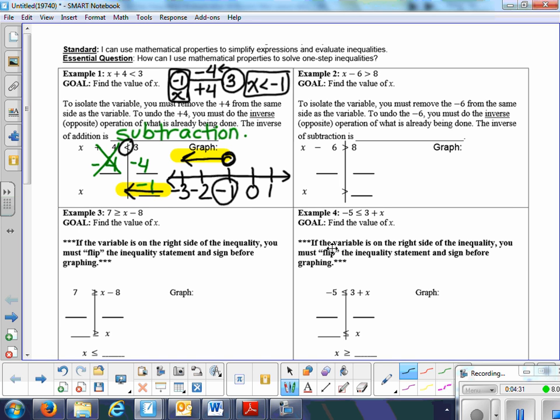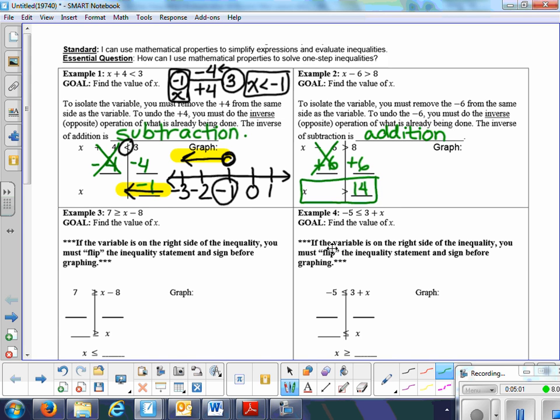Example number 2, we have x minus 6 is greater than 8. We know that the inverse of subtraction is addition. So we are going to add 6 to both sides of our inequality. Plus 6 and minus 6 equals 0, which leaves us with x. And then 8 plus 6 is going to be 14. So the solution for this inequality is x is greater than 14.